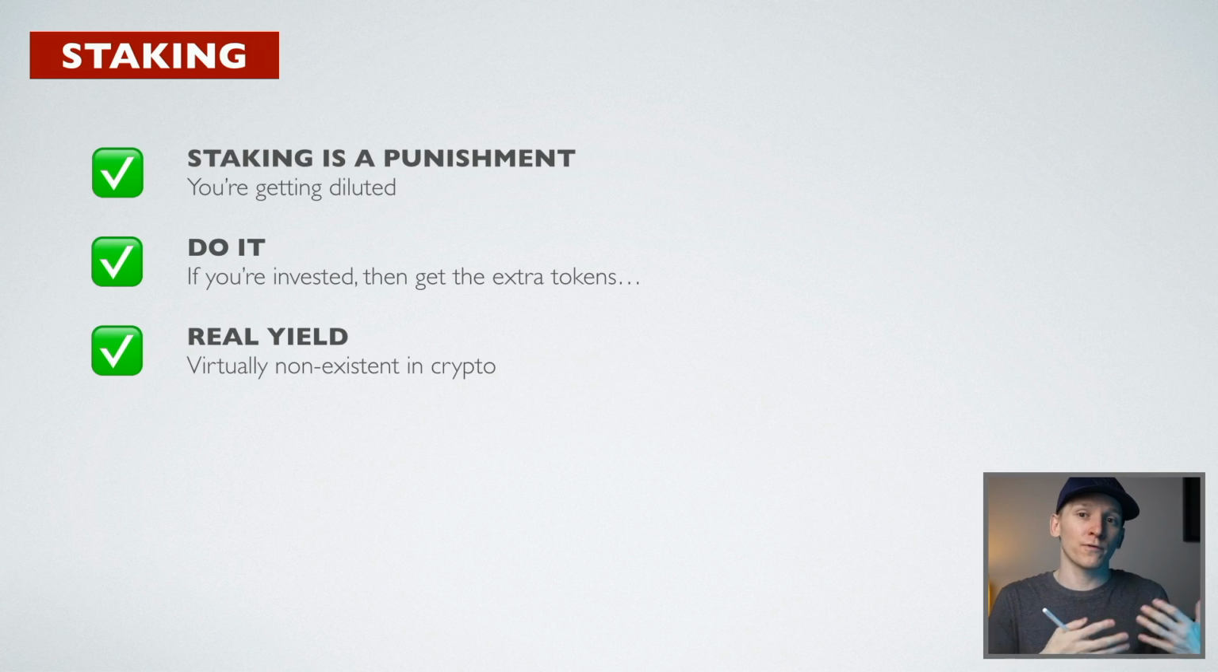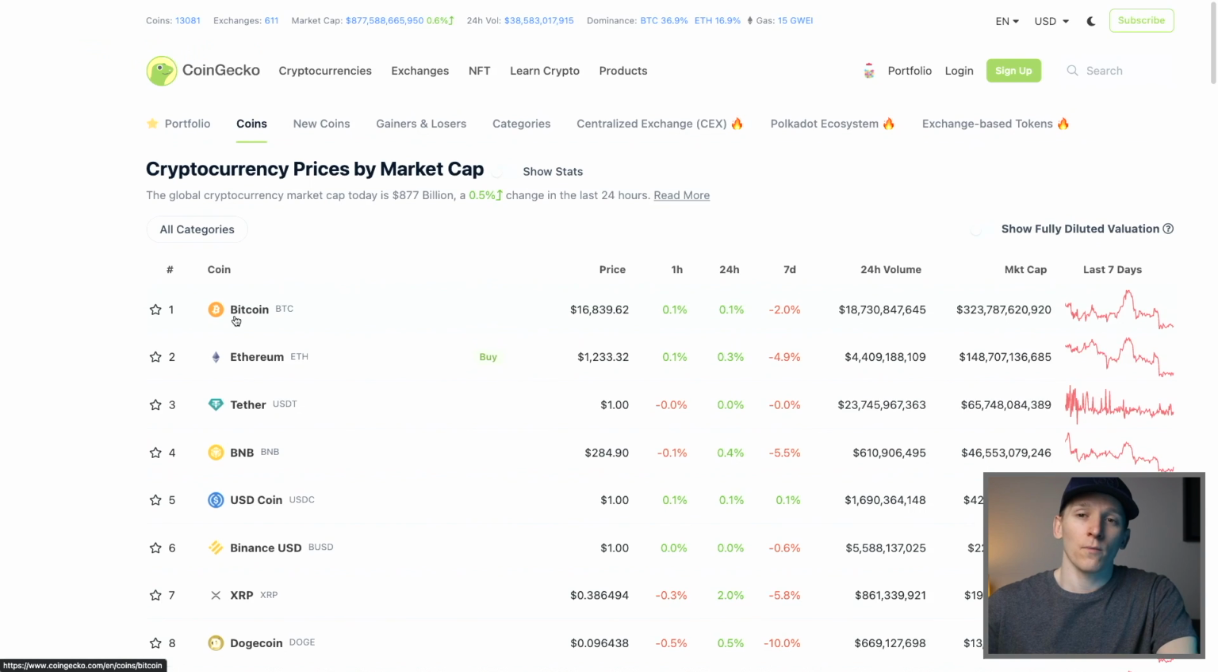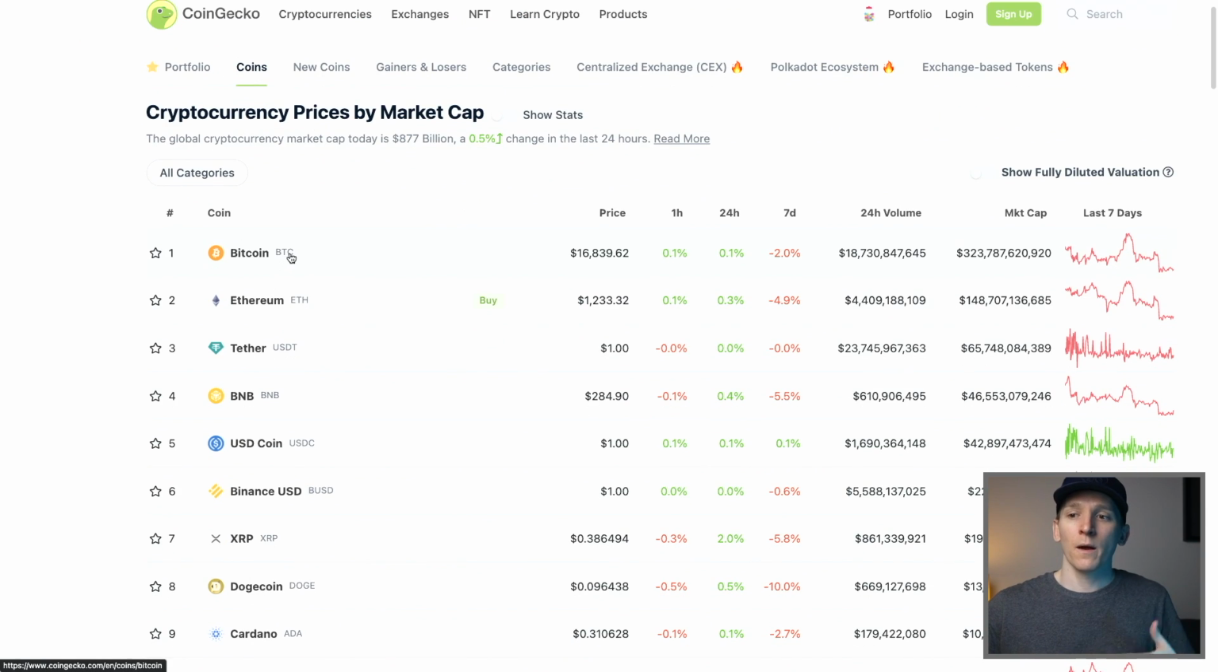The next method people will use is staking, and that's different to lending. Lending has counterparty risks. Staking is something that proof of stake cryptos give you. Like I said, Bitcoin is a decentralized commodity. It is money itself, and money itself does not pay any yield.